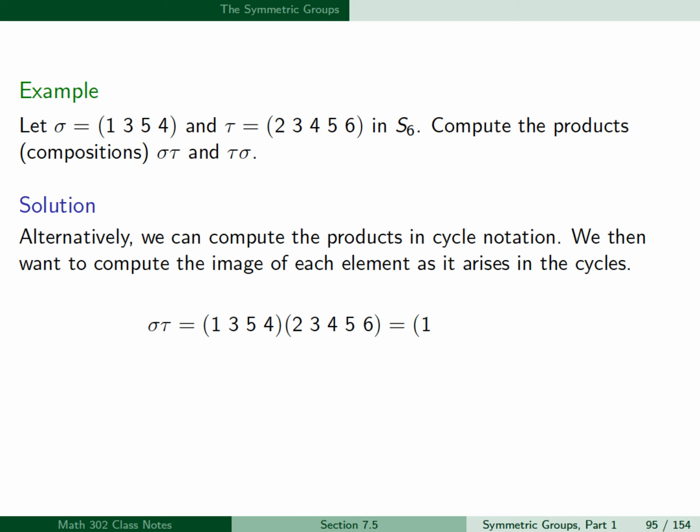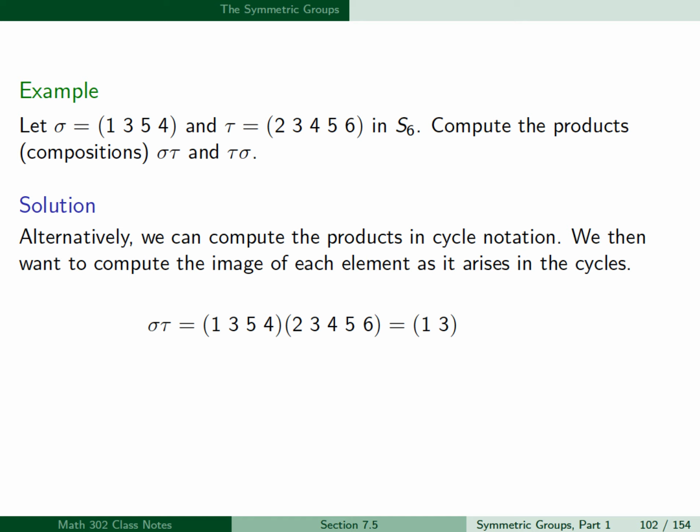And so I want to look at the image of 1 under the product. So in tau, 1 is fixed, and in sigma, 1 maps to 3. So in the product, 1 will map to 3, and I can indicate that by putting 3 next to 1 in the cycle. Now I want to look at the image of 3. Well, in tau, 3 maps to 4, and in sigma, 4 maps to 1. So in the product, 3 will map to 1, which tells me that I want to close off my cycle.